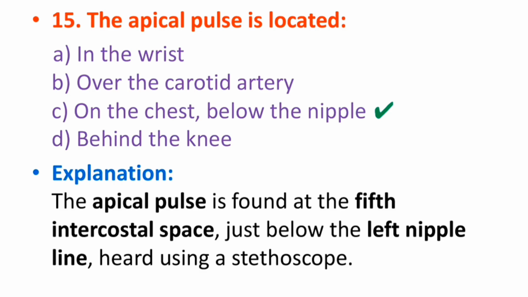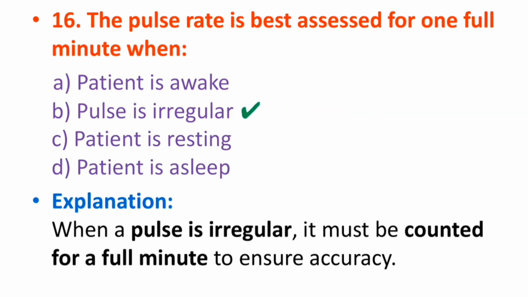The apical pulse is located: option A, in the wrist; option B, over the carotid artery; option C, on the chest below the nipple; option D, behind the knee. The correct answer is option C, on the chest below the nipple. The apical pulse is found at the fifth intercostal space just below the left nipple line using a stethoscope.